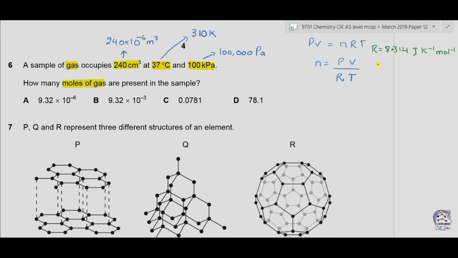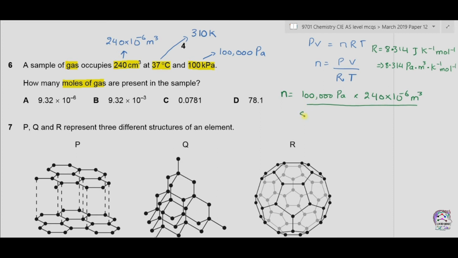We can also write this as 8.314 pascals into meter cube per Kelvin per mole. Now putting these values in the equation, we have 100,000 pascals pressure × 240 × 10^-6 meter cube volume.